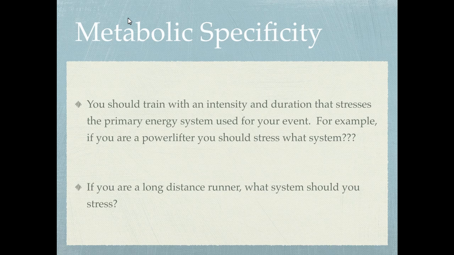It doesn't. So the first level of specificity is metabolic specificity. You should train with an intensity and duration that stresses the primary energy system used for the event. Okay? So if you're a power lifter, you should stress what system? ATP-PC. If you're a long distance runner, what system should you stress? Oxidative, right? So that's what I want you to think of when you're thinking about metabolic specificity.